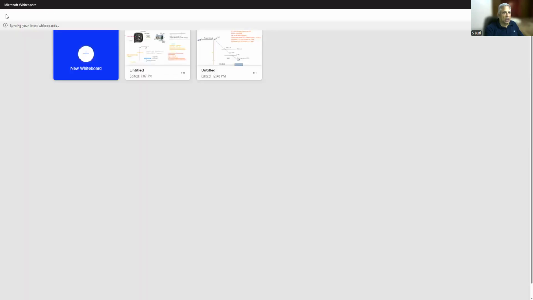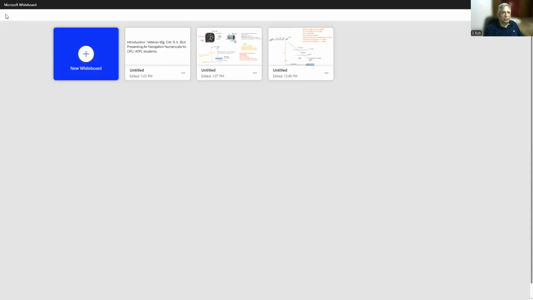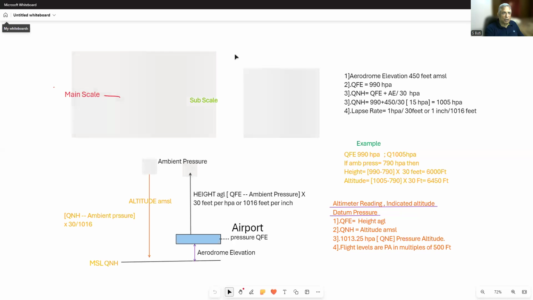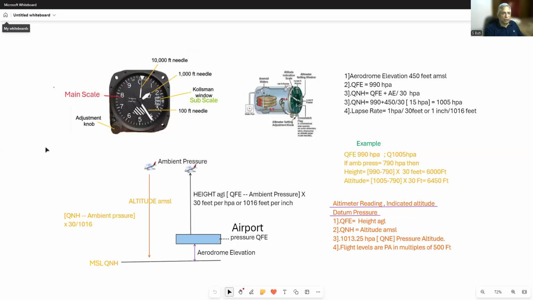And we will start with the altimeter. What is an altimeter? A pressure instrument which gives you the vertical distance above a particular datum. Datum point could be your ground, or it could be the mean sea level.